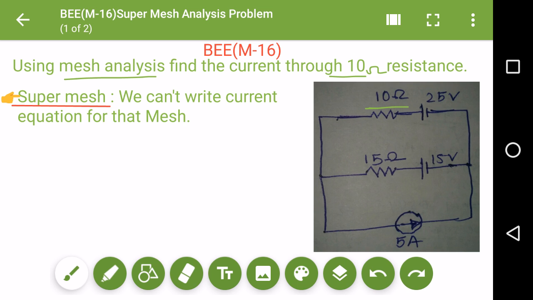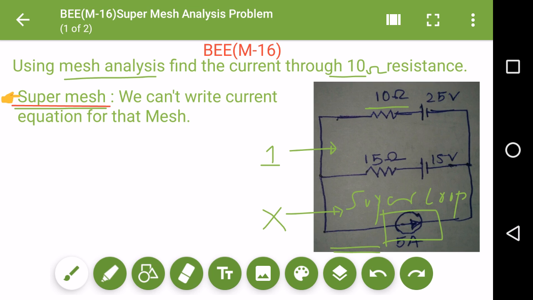We have to write the loop equation in the mesh analysis technique, and you can see in your figure that there is only one loop. This loop is not a usable loop, this mesh is not a mesh, and we cannot write our loop equation for it. Why? Because it is a super mesh. The mesh which contains a current source in it is called a super mesh. So this is a super loop or super mesh.